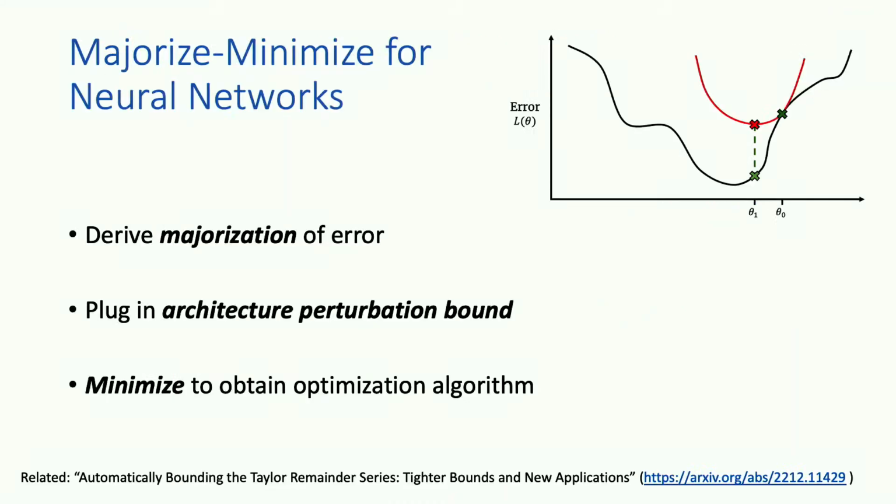Okay, so the overall framework looks something like this, and this is very generic at this point. You derive a majorization of the error at your current iterate. And then we plug in one of our architecture-aware perturbation bounds rather than this isotropic quadratic. And then we minimize this majorization to get our next iterate, and that's our optimization algorithm.